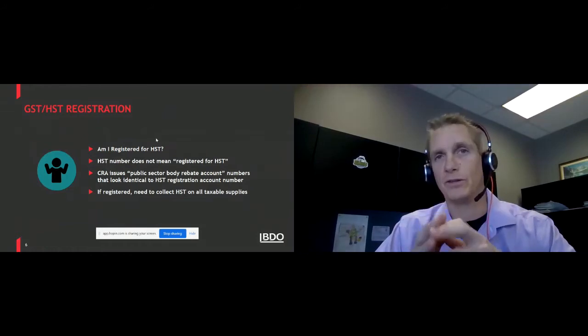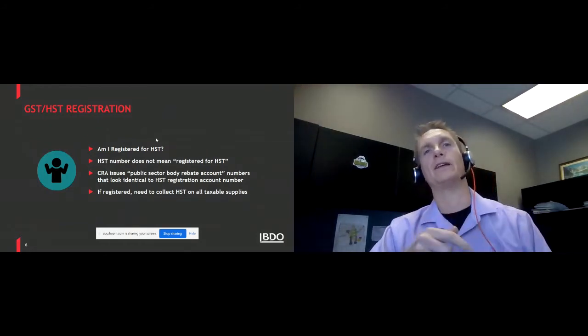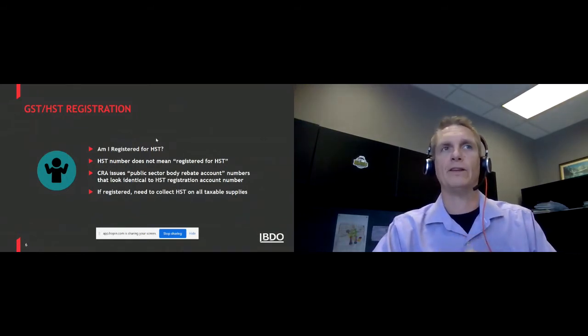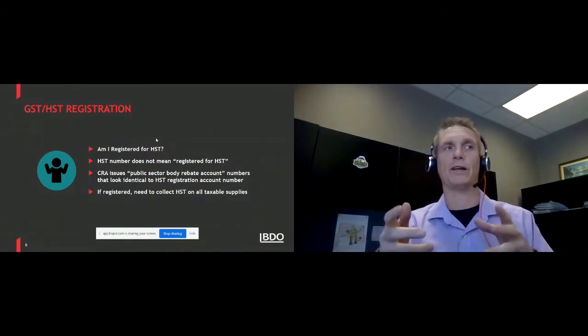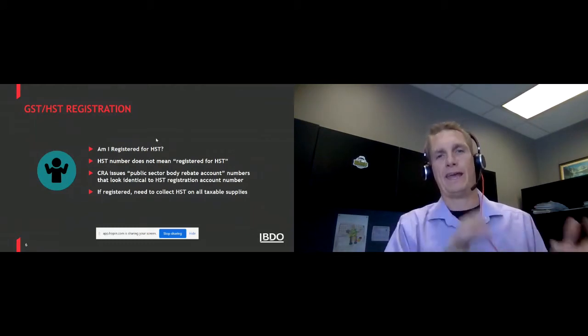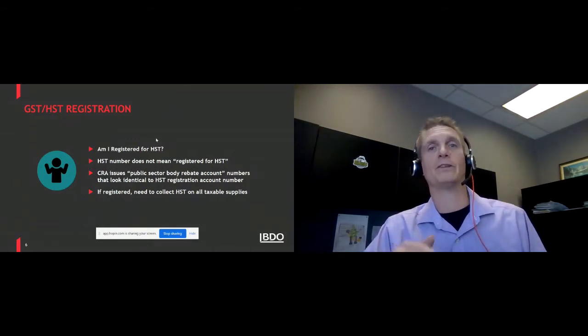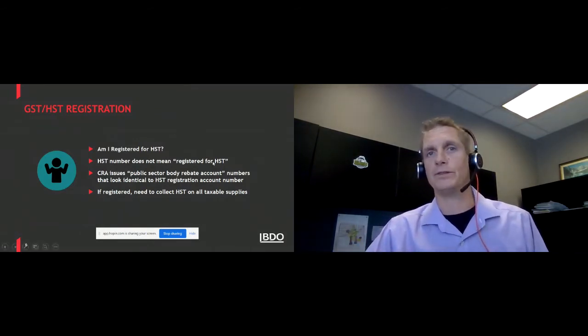So it's important to understand whether you actually are registered or not. You can check for sure by looking online. Canada Revenue Agency has a GST registry, and you can go online, put your organization's information in, and find out if you are actually registered. And that's important to know, because if you are registered, you do have to collect HST on all of the taxable supplies that you make.